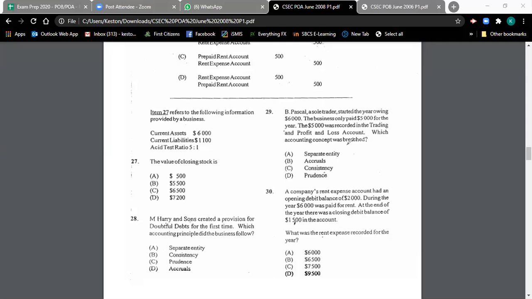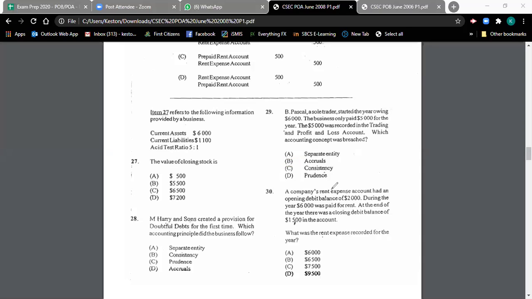29. B. Pascal, a sole trader, started the year owing 6,000. His business paid 5,000 for the year. The 5,000 was recorded in trading profit and loss. Which accounting concept was breached? Very good, Ariana. Accruals concept. Well done. Shania, good job.